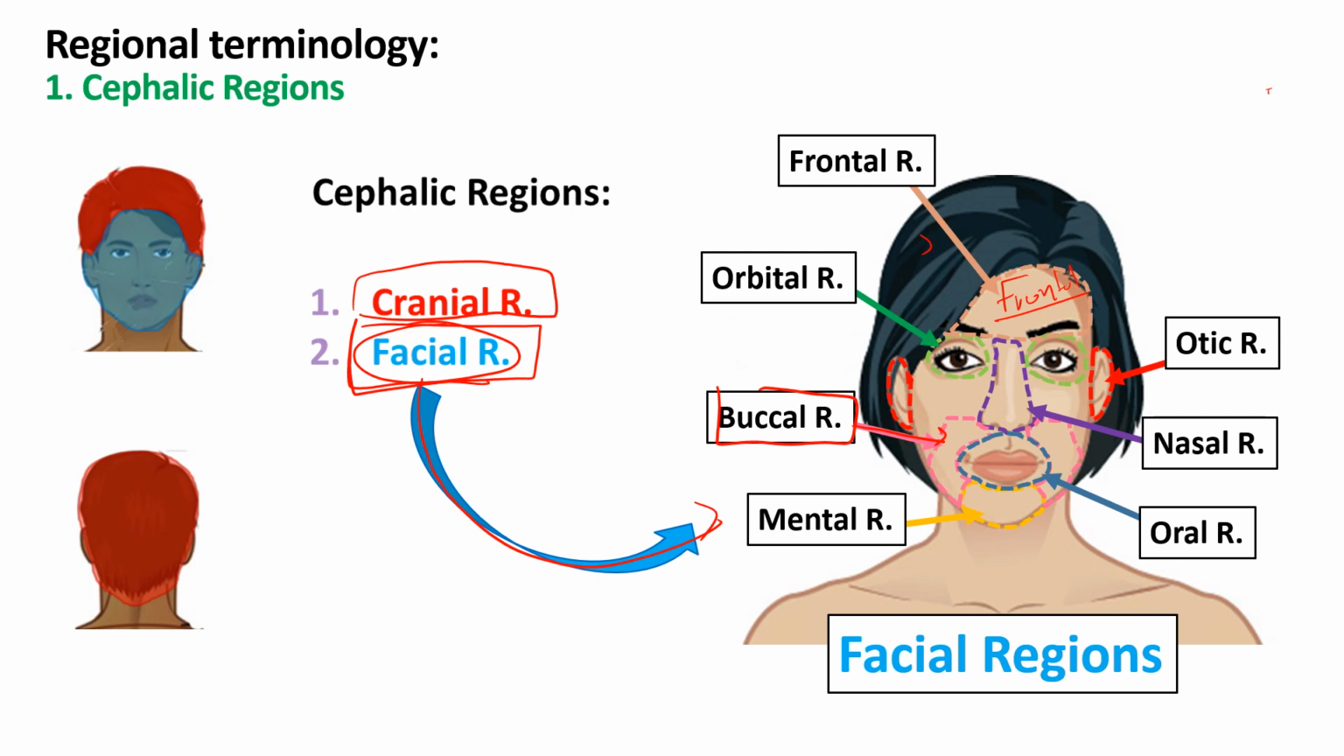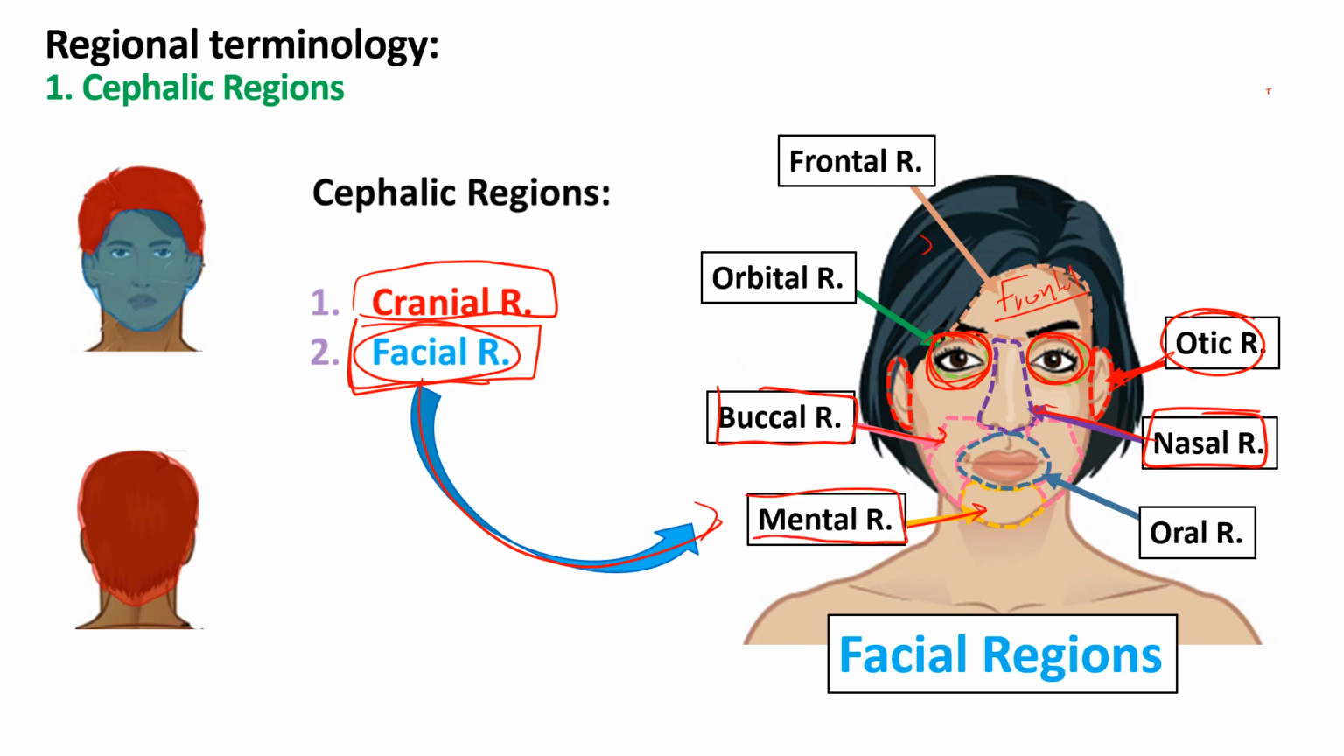Orbital region, the orbit in the bone. You will see later in the class that the space where the eyeballs are located is called the orbit. So that's why this area is called the orbital region. Nasal region is the area of the nose, right? Otic is the area of the ears. Oral region, mental region is the portion of the chin.